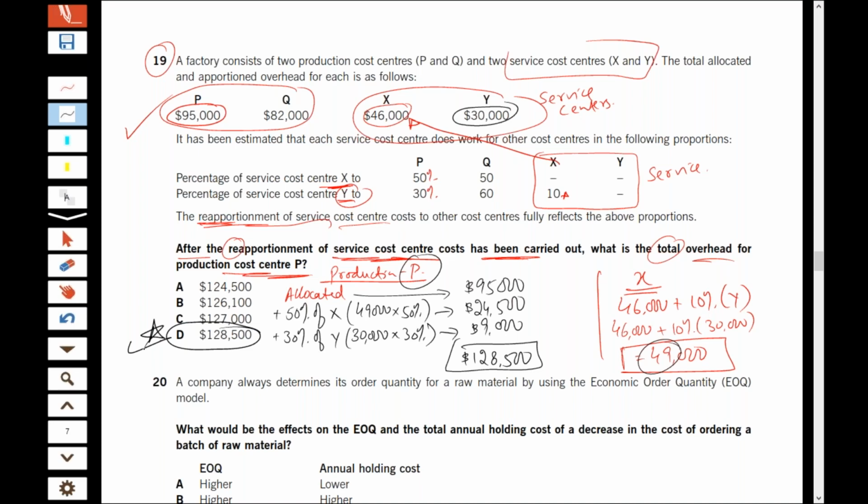That is the reapportionment. Reapportionment basically means the sharing of the service center cost to the production cost center.